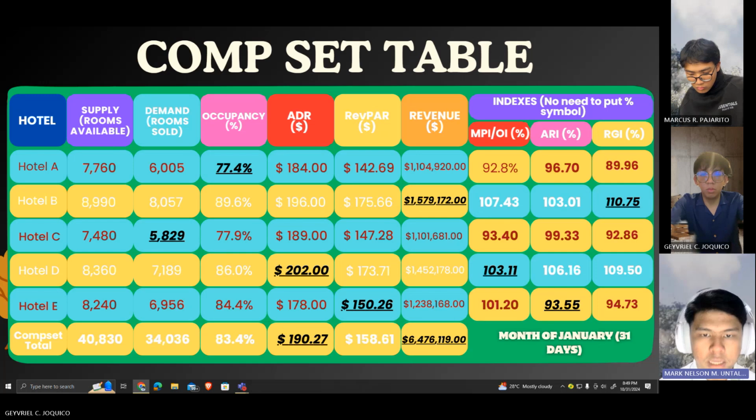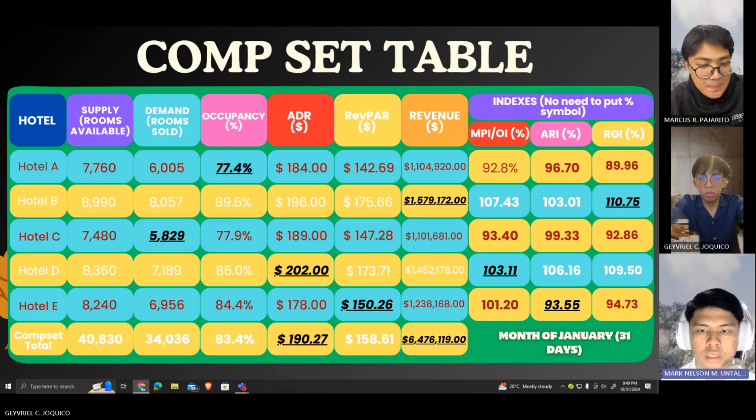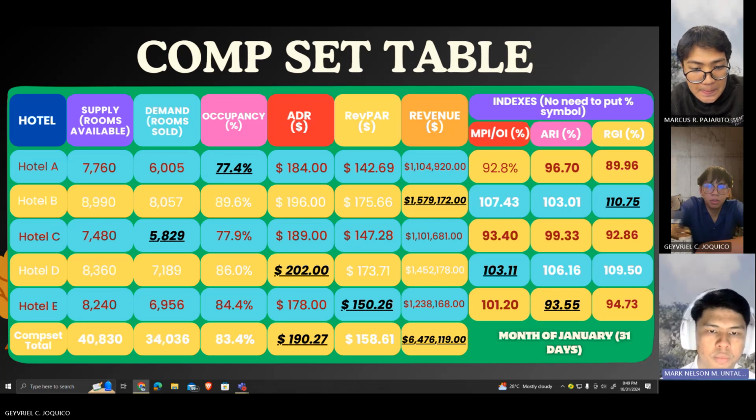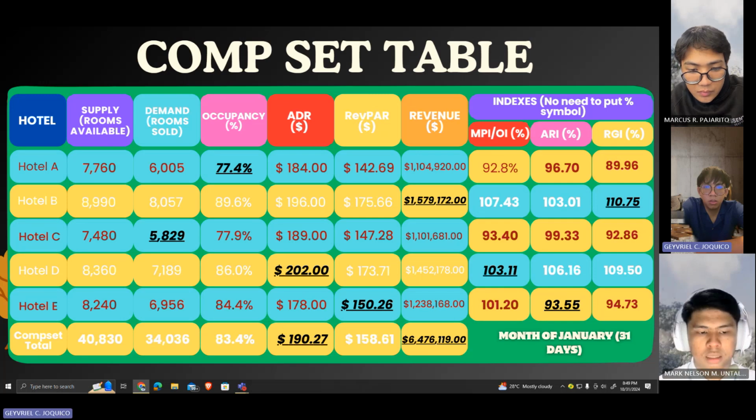For the Hotel C RGI, the RevPAR for Hotel C is $147.28, while the RevPAR total is $158.61, then multiplied by 100. In this case, Hotel C has an RGI of 92.86%. As for number 19, the Hotel D RGI, the RevPAR for Hotel D is $173.71, while the RevPAR total is $158.61, then multiplied by 100. In this case, Hotel D has an RGI of 109.50.